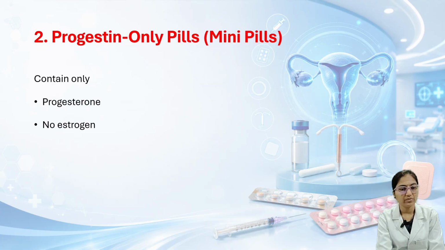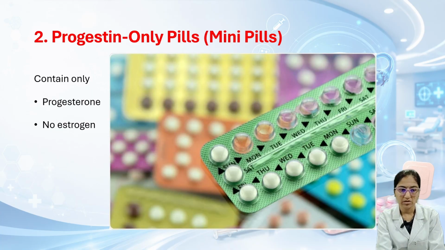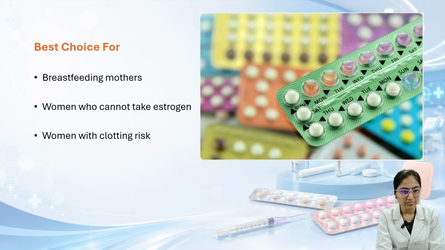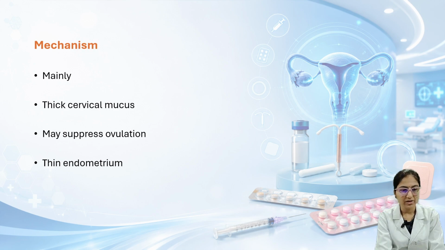Next, we'll see progestin only pills. Here it contains only progesterone, no estrogen. It's the mini pill. It is the best choice for breastfeeding mothers, women who cannot take estrogen, and women with clotting risk. Next, we'll see the mechanism.